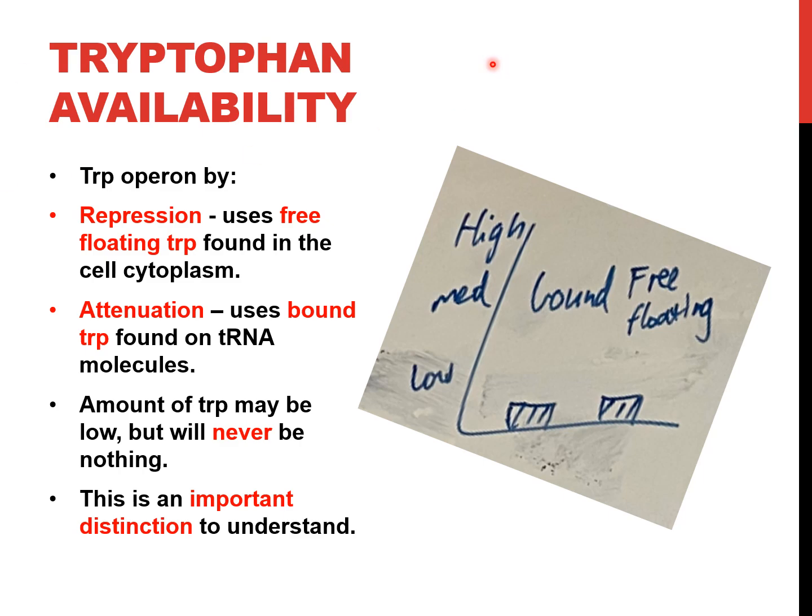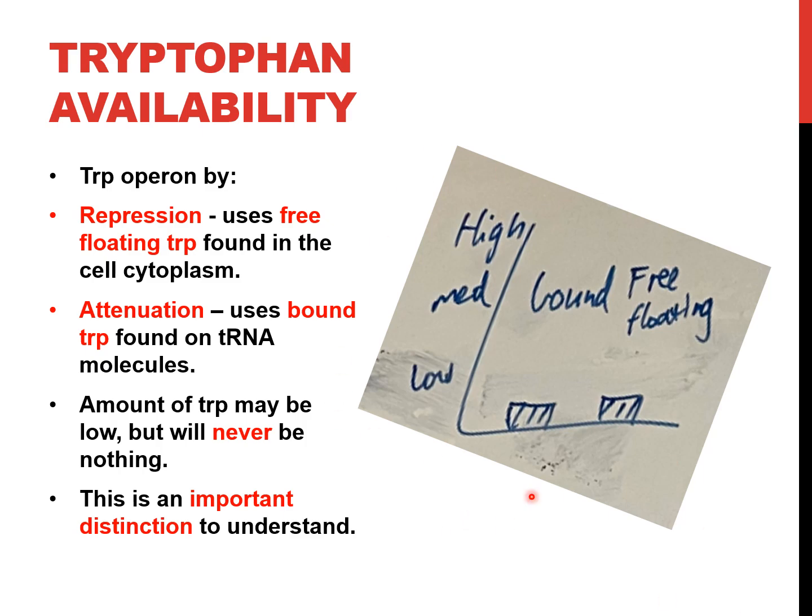Tryptophan availability. So this is important firstly. And this image is actually taken from a photo I took of something I drew on the board last year. So Trp Operon by repression uses free-floating tryptophan found in the cell cytoplasm, and attenuation uses bound tryptophan found in tRNA molecules. So whether there's bound tryptophan or not is what happens during attenuation. The amount of tryptophan may be low, but will never be nothing, so that's an important point. Tryptophan will never go to zero, just keep that in mind. That is important to understand.